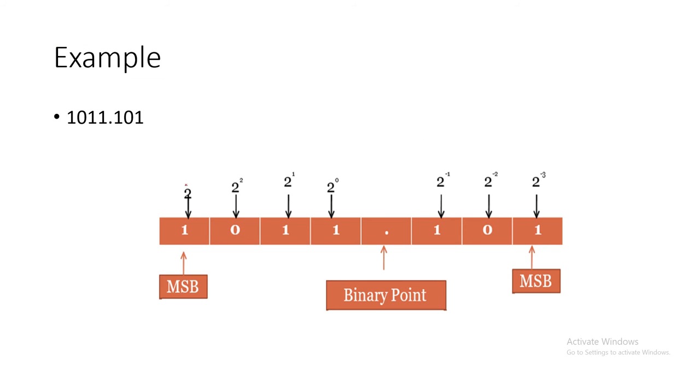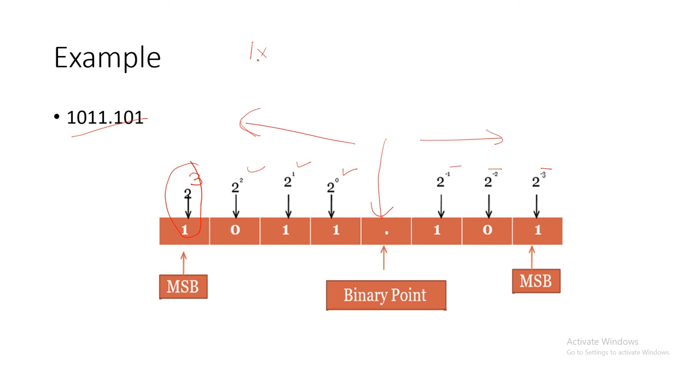Let's go through one example. Let's suppose this is the given binary number 1011.101. As with the decimal, we will start from the binary point, and while going to the left, the power of 2 will increase. It will start from 2 to the power 0, 2 to the power 1, 2 to the power 2, and 2 to the power 3. In the same way, while moving to the right, it will be 2 to the power minus 1, minus 2, and minus 3.